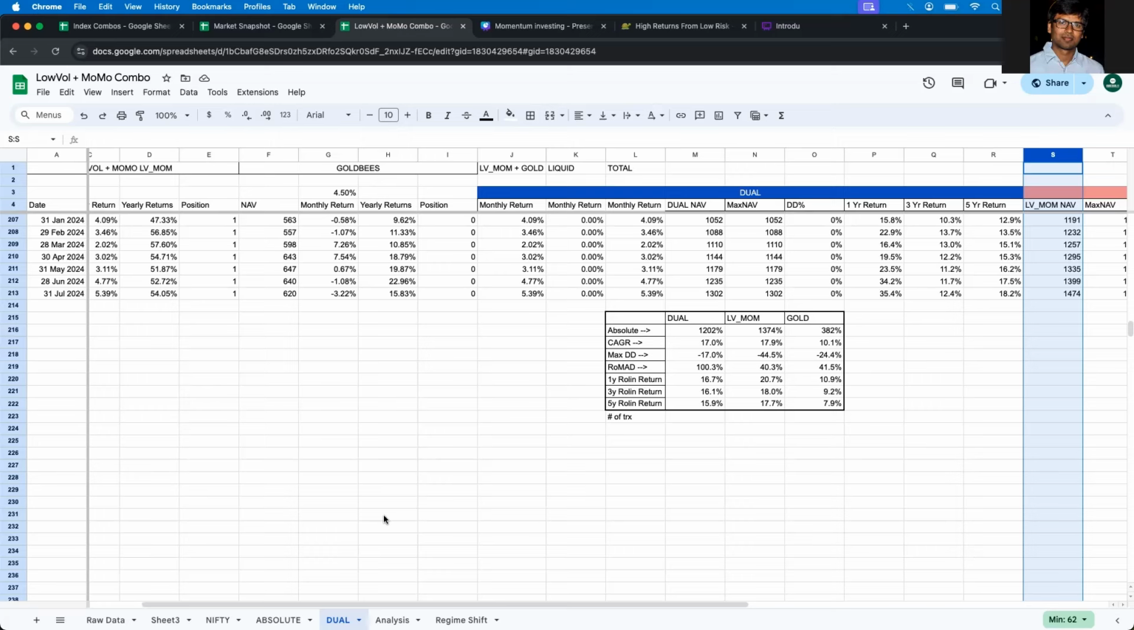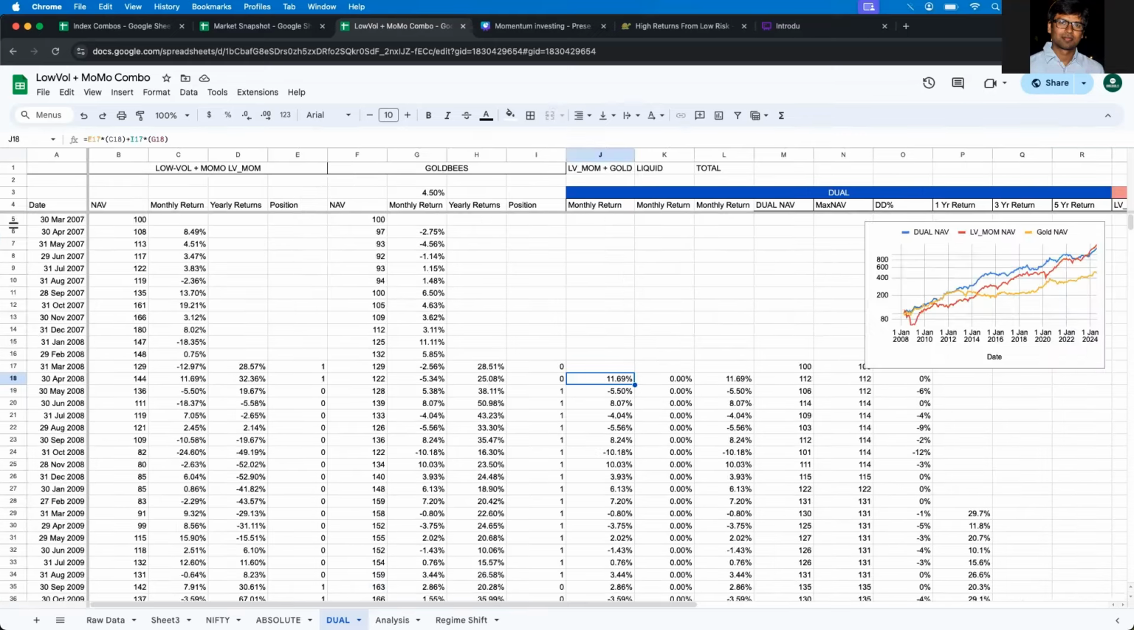Now, having said that, in my previous video on dual momentum investing, there was one error which crept in. And I would like to thank Avinash Singh and Selva who have pointed out this error. This error is also called look-ahead bias. What happened was you get a signal to invest in, let's say, gold or liquid funds or LVMOM strategies based on a binary 1 and 0 as signals. When you get the signal as 1, it means you're going long in that particular asset. If you get 0, then you're not going long in that asset.